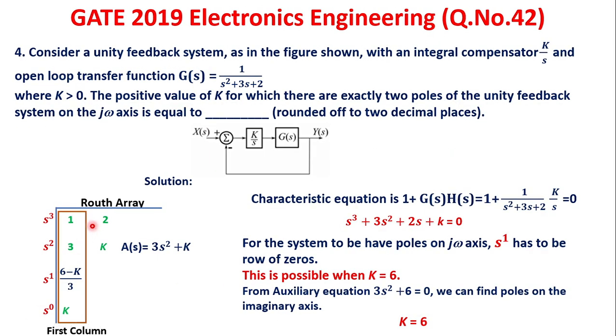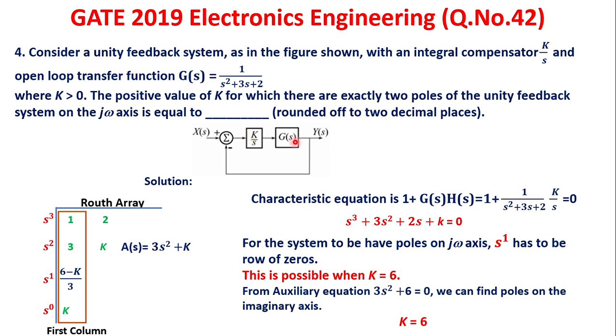So option C is the right option. What is the fourth problem? They have given a figure wherein K by s, an integral compensator, is given in cascade with the transfer function of the system, where K greater than 0. What is the value of K for which there are exactly two poles of the unity feedback system on the j omega axis? The answer is asked corrected to two decimal places.